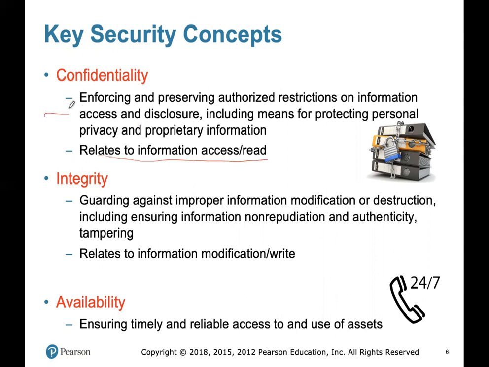And here is the FIPS definition of confidentiality. It says enforcing and preserving authorized restrictions on information access and disclosure, which is actually saying the same thing. It says that information disclosure and access should be regulated through some authorized restrictions. There should be some procedures for that, including means for protecting personal privacy and proprietary information. So this is confidentiality. It means that the information assets in a computer system should be kept confidential.